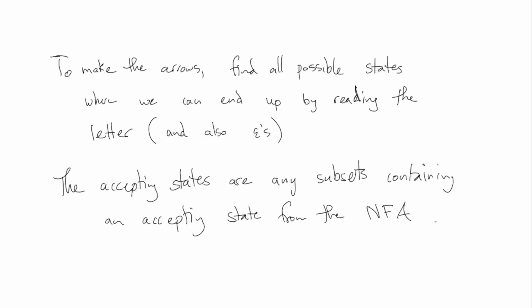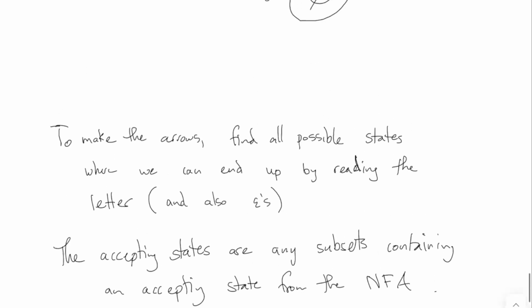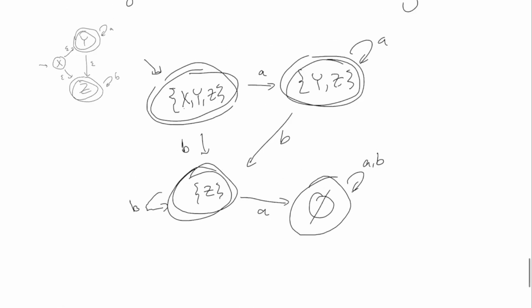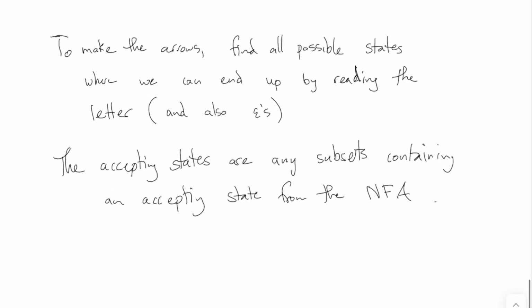So in this example, the original NFA accepting states were Y and Z. And so on my diagram, everything which has a Y or a Z should be accepting, which is almost all of them, right? It's this one, and this one. Those are the accepting states. All right, and that's my final answer. Any questions about that? Yes? Can you go back to what you wrote? I didn't finish writing. Yeah, sure. The accepting states are any subsets containing an accepting state from the NFA.